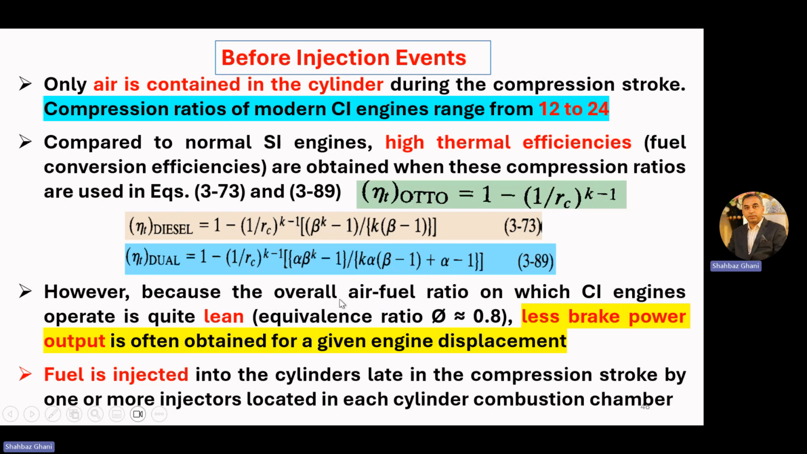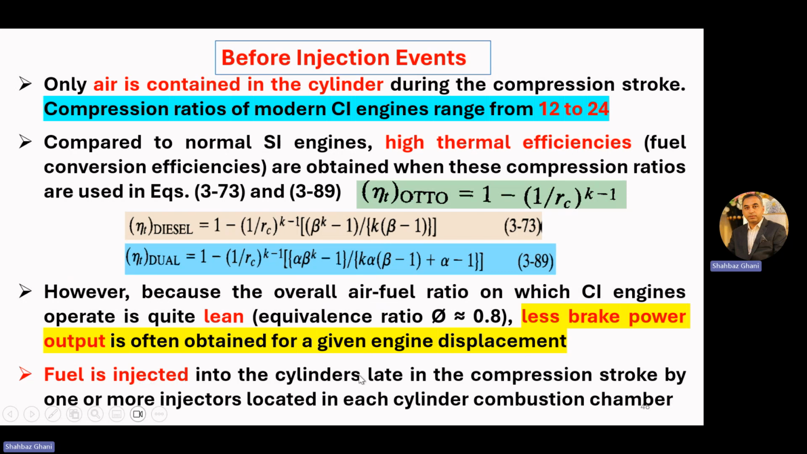However, because the overall air-fuel ratio at which CI engines operate is quite lean, with an equivalence ratio phi of about 0.8, less brake power output is often obtained for a given engine displacement. So most CI engines, as we have studied, operate in a lean region at an equivalence ratio of 0.8, due to which less brake power output is obtained for a given engine displacement.